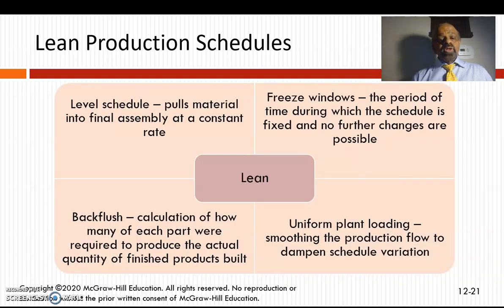Lean production schedules pull material into final assembly at a constant rate. The period of time during which the schedule is fixed and no further changes are possible is called freezing windows. And smoothing the production flow to dampen schedule variation is called uniform plant loading. Calculation of how many of each part required to produce the actual quantity is called backflushing. These are some of the lean production schedules.